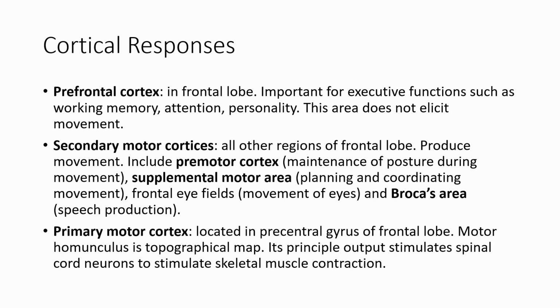That primary motor cortex, again, is in the precentral gyrus in the frontal lobe, right before the central sulcus. If you remember that map, the motor homunculus map, that was showing which parts of the primary motor cortex control which body parts. And again, this is just going to send a signal down through the spinal cord to tell skeletal muscles to contract.